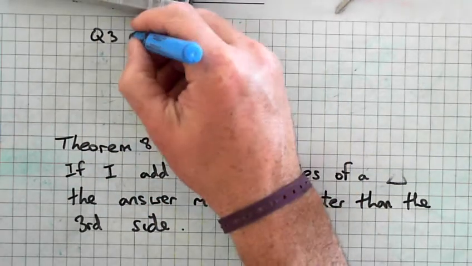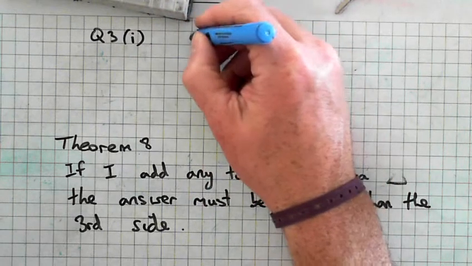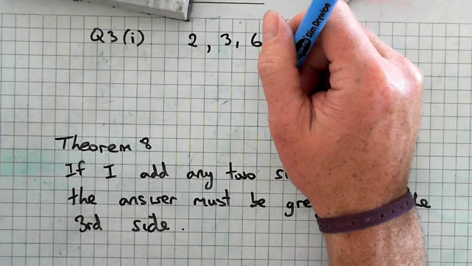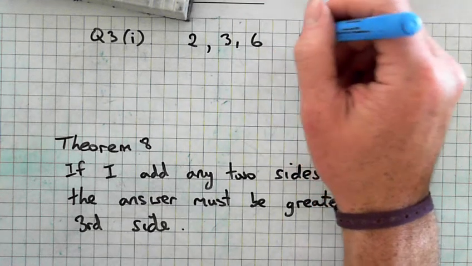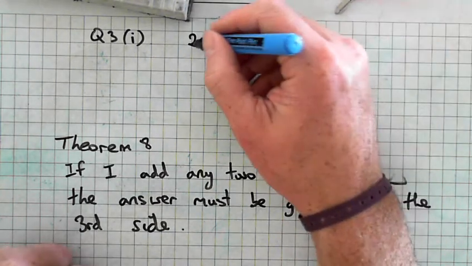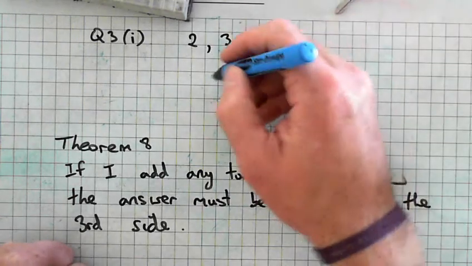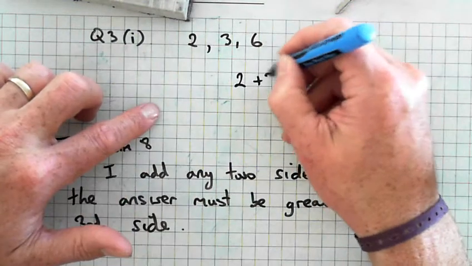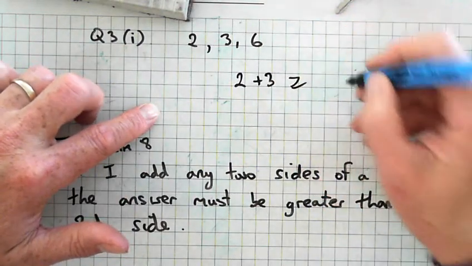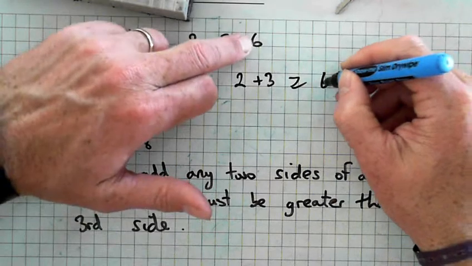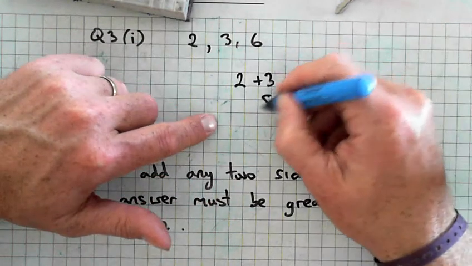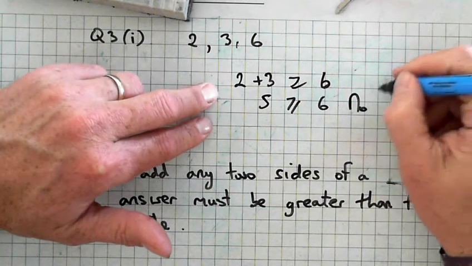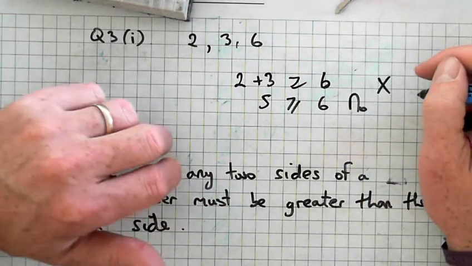Part 1. We have a side of 2, a side of 3 and a side of 6. And the question is, is it possible to construct a triangle with these lengths of sides? So you do your investigation, you check it. First of all, add two of the sides. 2 plus 3. Is that greater than the third side, 6? Is 5 greater than 6? No. Alright, so it's impossible to draw this triangle.